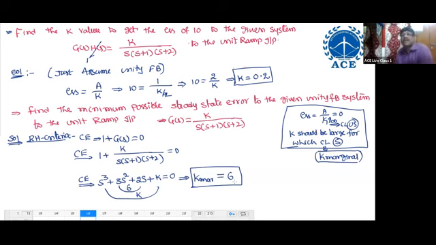Actually 6 should not be considered, because for 6 it is marginally stable. Less than 6 you have to consider. Less than 6 means how much? 5.999, and that is approximately 6 only. That's why I can take it as 6. Then I can write G of S equal to 6 by S into S plus 1 into S plus 2. So H of S equal to 1.